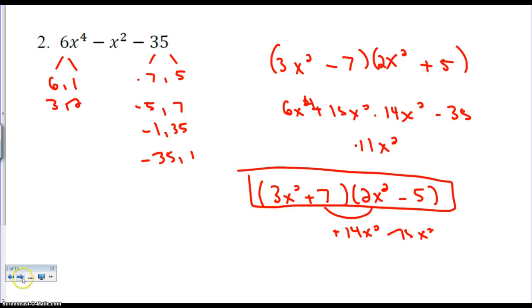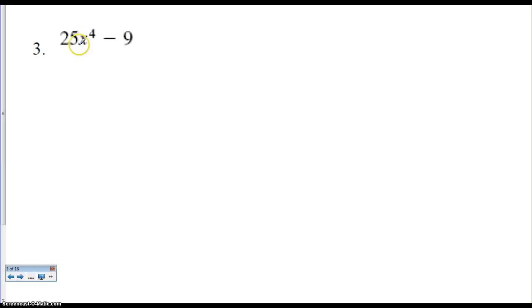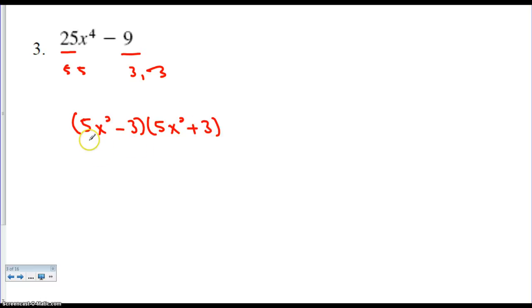Let's look at one more. So right here, I have two perfect squares, and there's a minus sign in front of them. So that kind of looks like it's a sum and difference pattern. So what square gets me 25? I know 5 and 5. What gets me 3? 3 and negative 3. So if I look at this, it gets me 5x squared minus 3, 5x squared plus 3. Okay? So that's minus 15x squared, that's a positive 15x squared, which cancels out. So this is the factored solution.